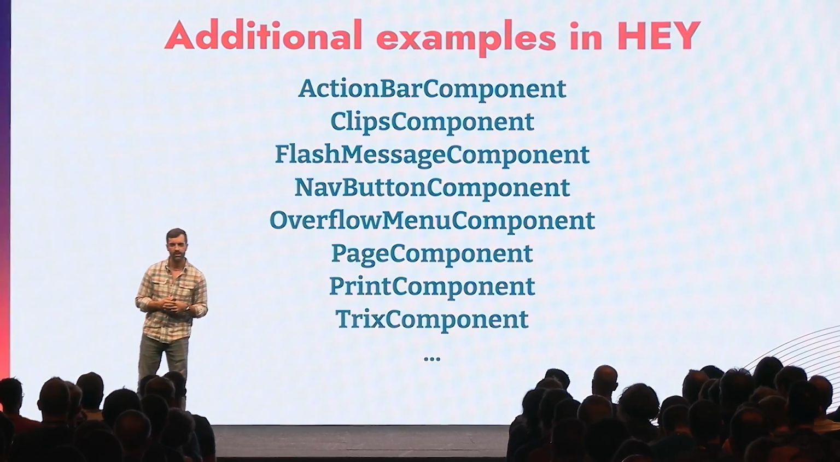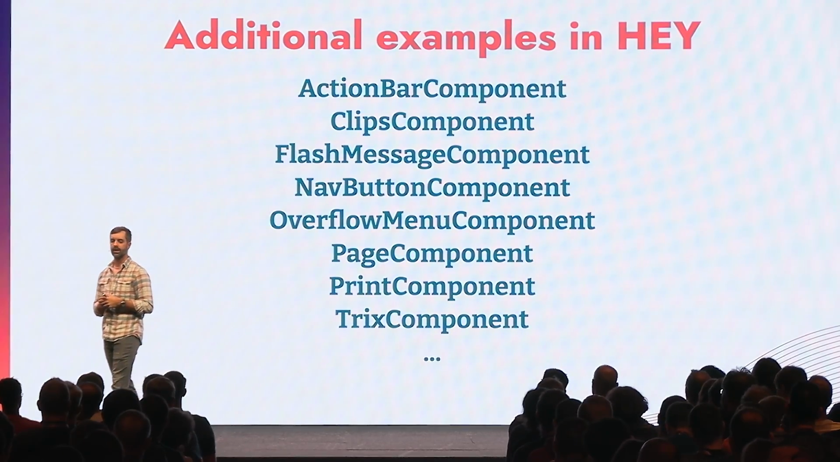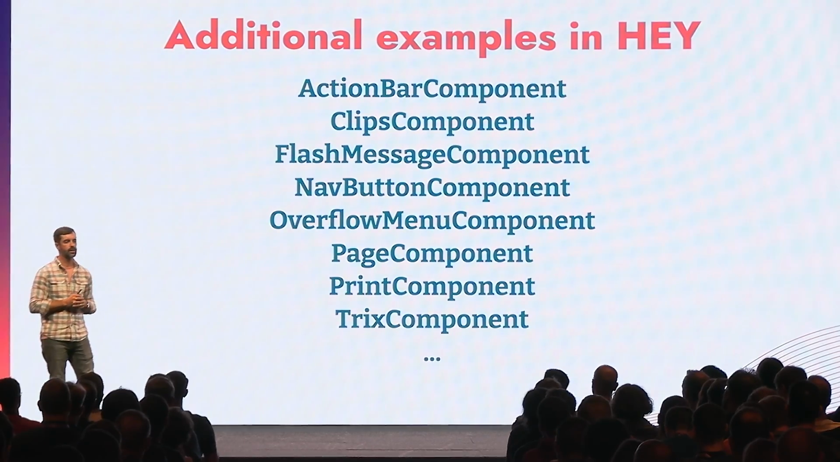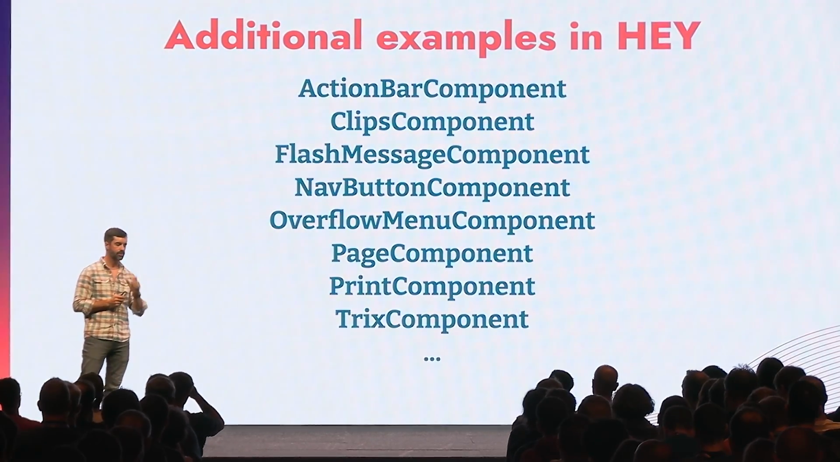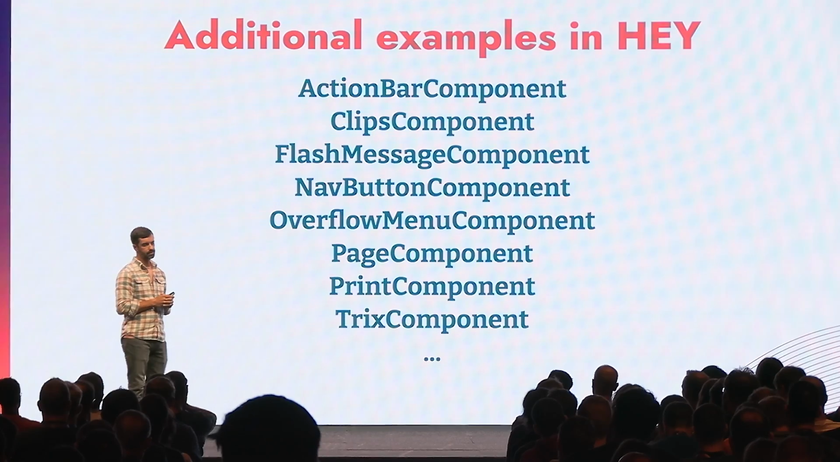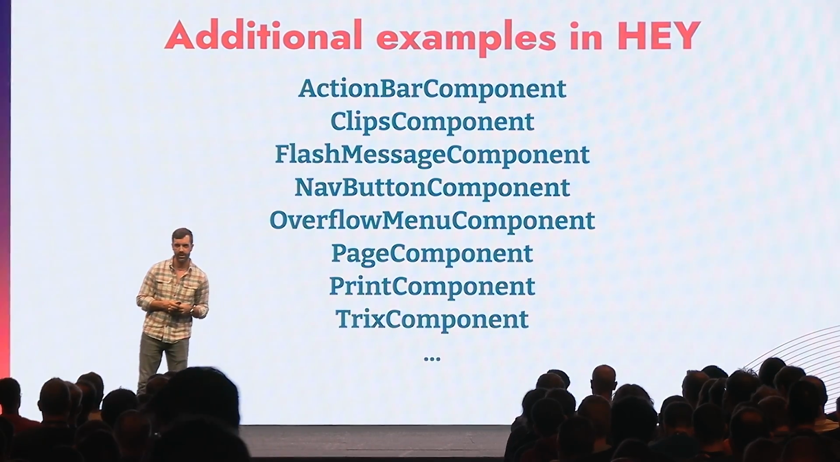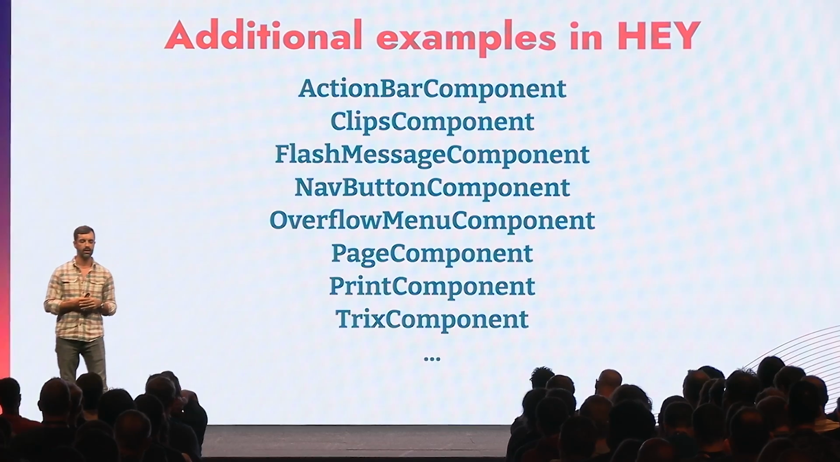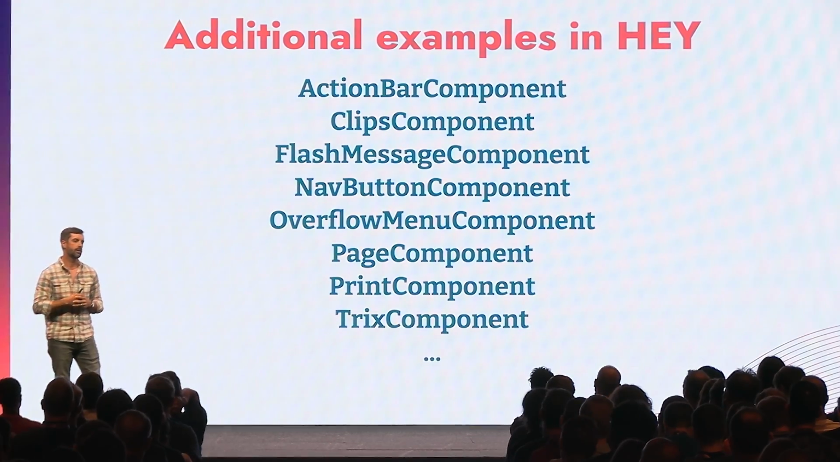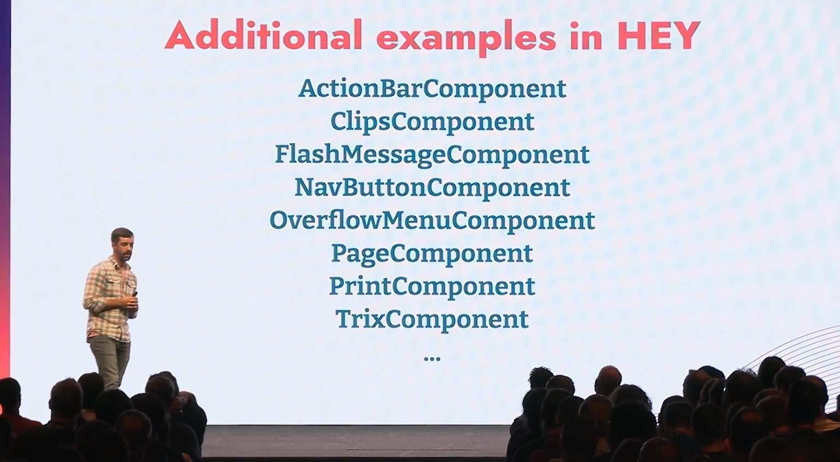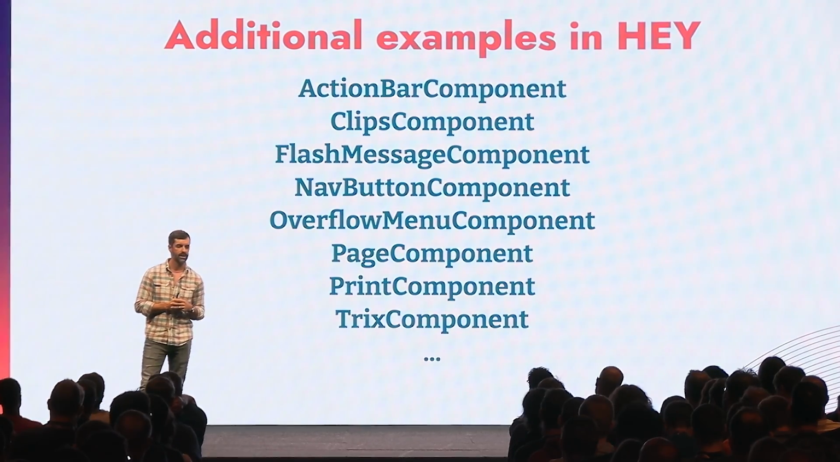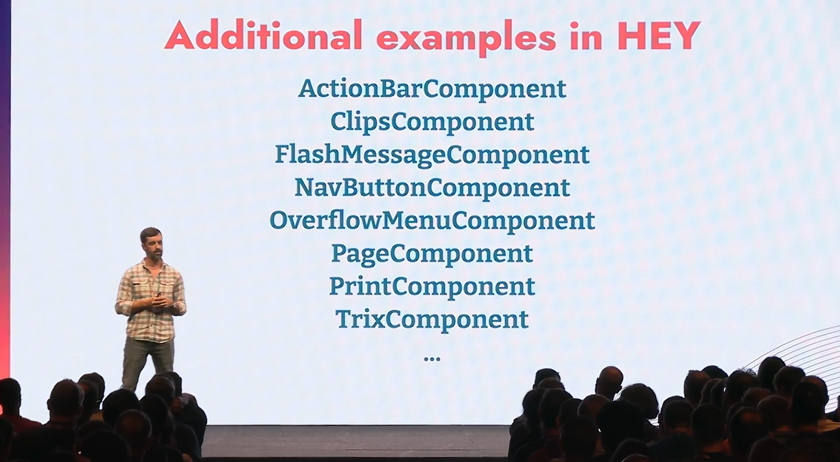We've got a nav button component. This is a component that lets us arbitrarily display small icon buttons in our app bars at the tops of the app. We've got an overflow menu component. This component lets us display a three-dot menu in the top right of the app, and then display a menu from there for less common actions in the app.